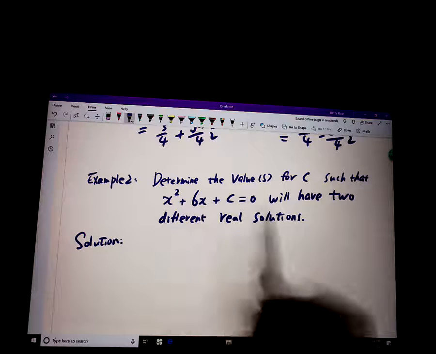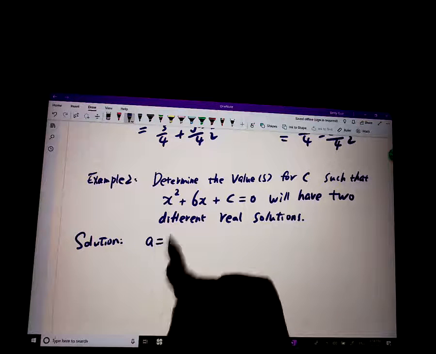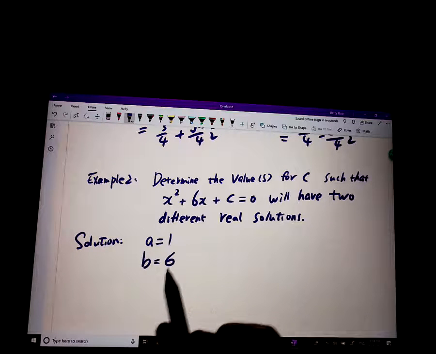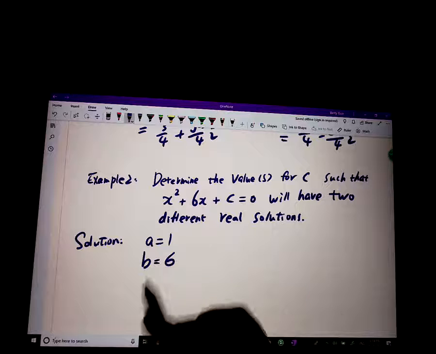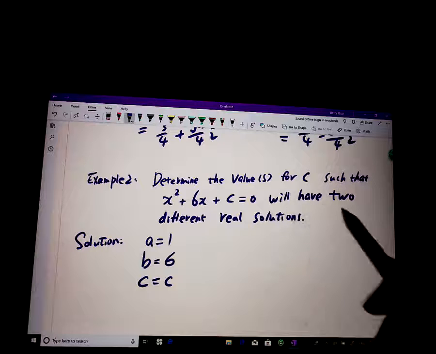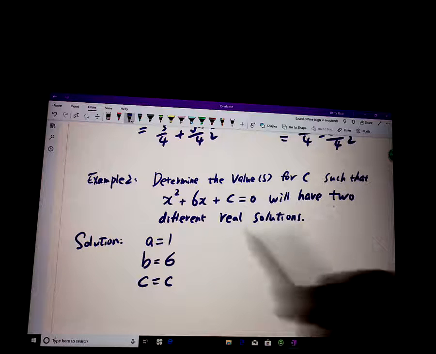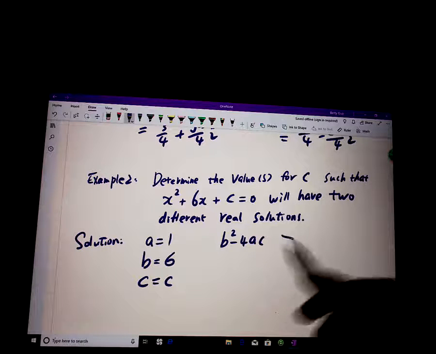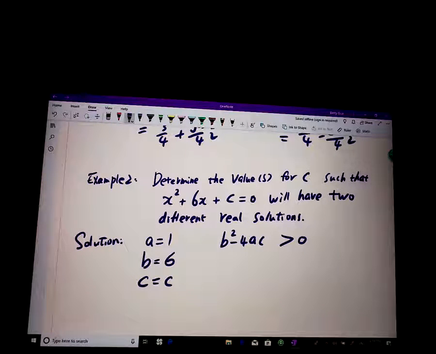In this equation, we have A equals 1, B equals 6, and C is unknown. In order for the equation to have two different real solutions, the discriminant needs to be positive. Do you agree? In order for the equation to have two different real solutions, the discriminant needs to be positive.